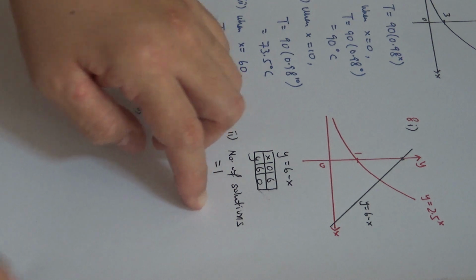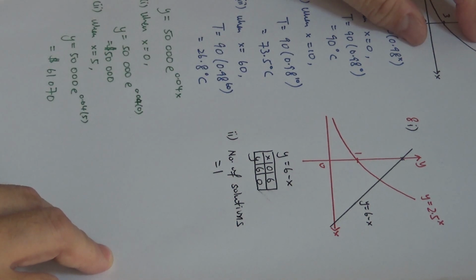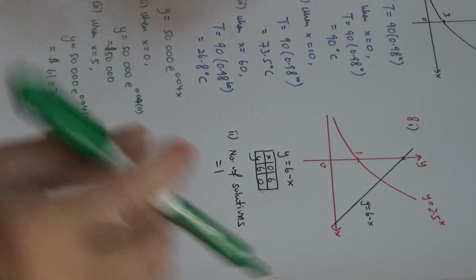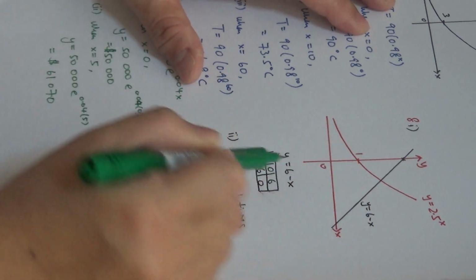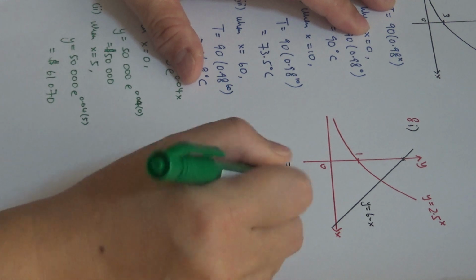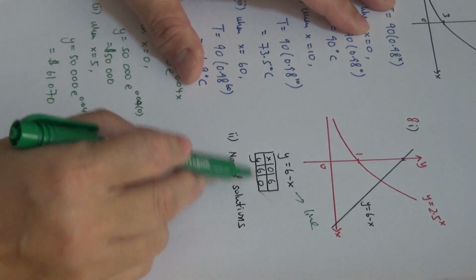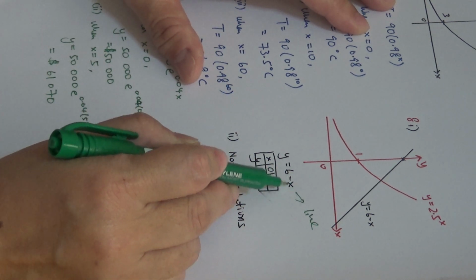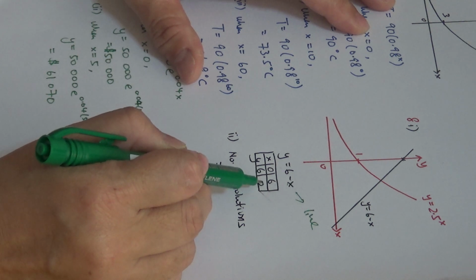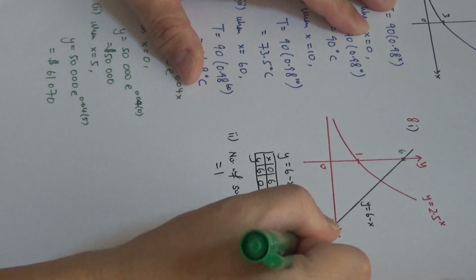Okay. Now, they say, on the same axis, sketch the graphs of y equals 2.5x and y equals 6 minus x. Now, everybody knows that y equals 2.5x will go this way, cuts at 1. Now, what is y equals 6 minus x? This is a line, and for a line, we need at least 2 points to plot. If I sub in 0, I will get 6 for y. If I sub in 6, I'll get 0 for y. So, roughly, the line will go this way.